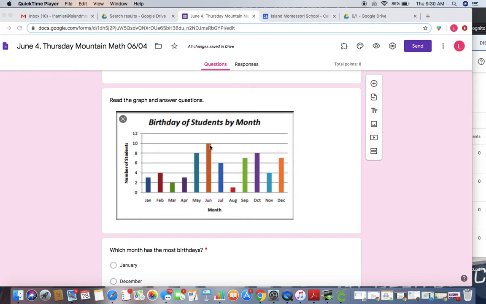In June, if I follow my June bar all the way to the top and over, there were 10 students who had birthdays. If we were to look at which month has the least amount of birthdays, we're looking for the shortest bar. And that here is August. Now, if I follow August all the way over, it's actually in between the 0 and the 2. Well, what number is between 0 and 2? 1. So there was one birthday in August.